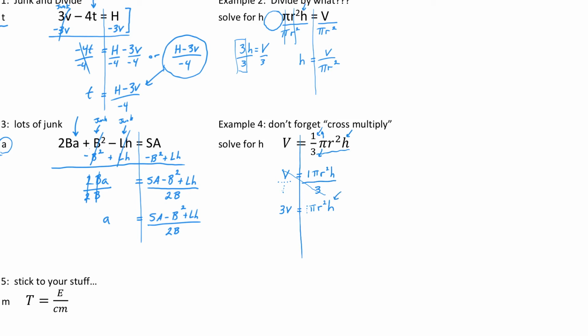Remember, the rule is junk and divide. Is there any junk? The answer is no. So we go straight to divide. Fraction bar, pi's got to go, and r squared's got to go. Whatever I write on one side, I do the other. So our final answer is 3v over pi r squared.